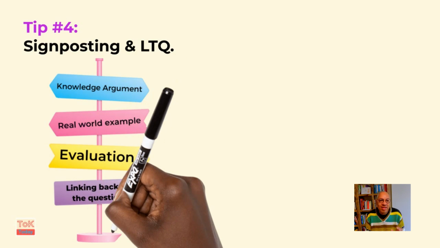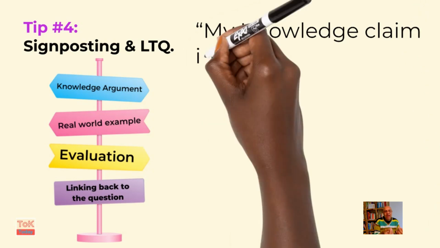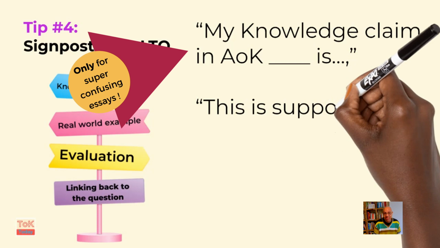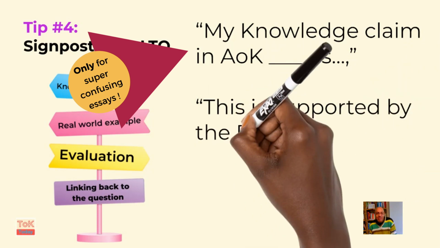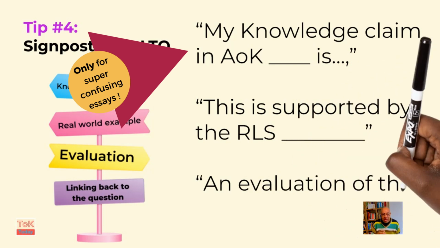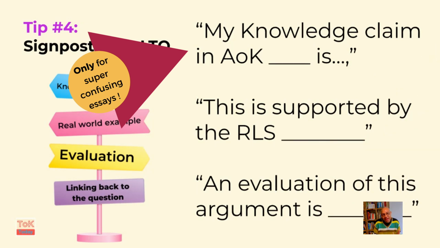Now, a simple way to start to unravel all of that and to help the student to start thinking clearly and to structure their essay is to ask them to signpost the key elements of the essay. So I ask them to add sentences which show me where the main elements are. So for example, those sentences could be, my knowledge claim in AOK history is, my knowledge argument in AOK natural sciences is. This is supported by RLS. An evaluation of this argument is, or an evaluation point could be.